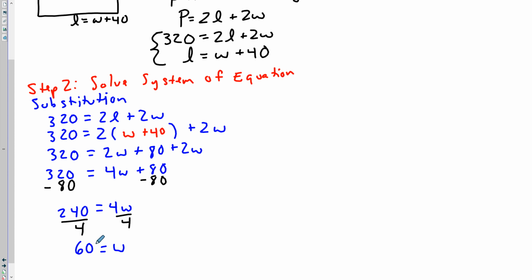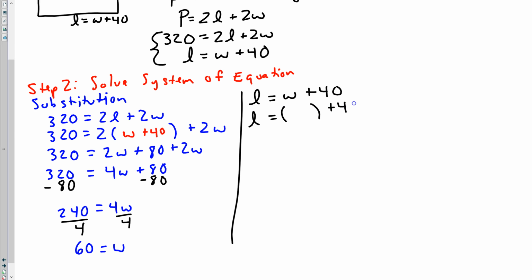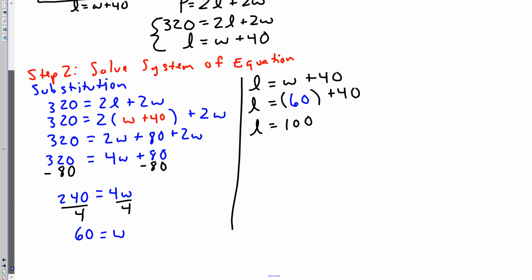Now my system is not actually solved. All that I have found is the W variable. We have to go back and find the other variable. I can use either of my two original equations. When I compare them, the second one is definitely going to be the easier way to find the length. So I'm going to take my equation and replace the W that we just found, which was 60, and that would leave me with the length being 100. So I found my variables: my width is 60 and my length is 100.